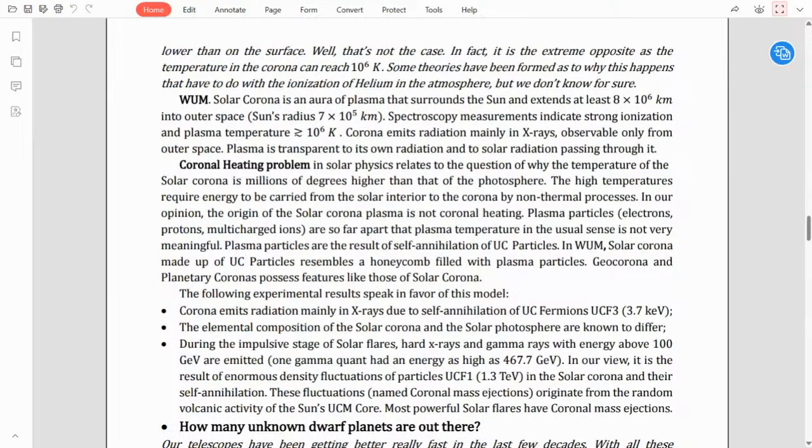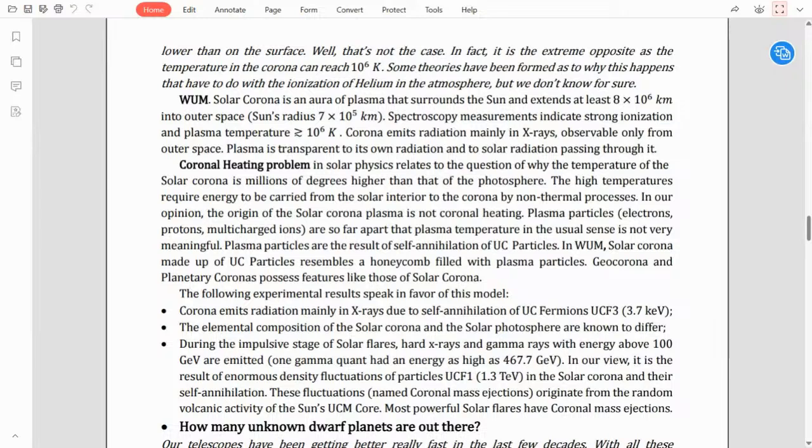In Boom, the solar corona is an aura of plasma that surrounds the Sun and extends at least 8 million kilometers into outer space. The Sun's radius is 0.7 million kilometers. Spectroscopy measurements indicate strong ionization and plasma temperature over a million degrees K. The corona emits radiation mainly in X-rays, observable only from outer space. Plasma is transparent to its own radiation and to solar radiation passing through it.